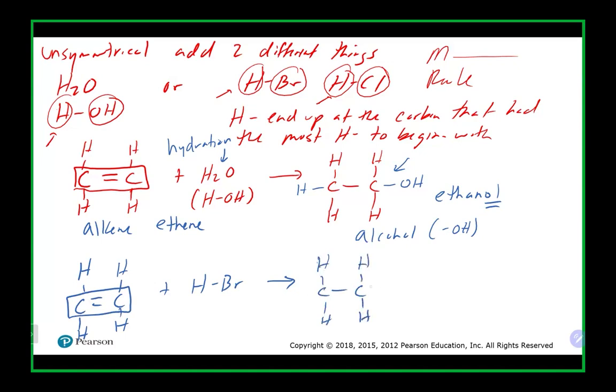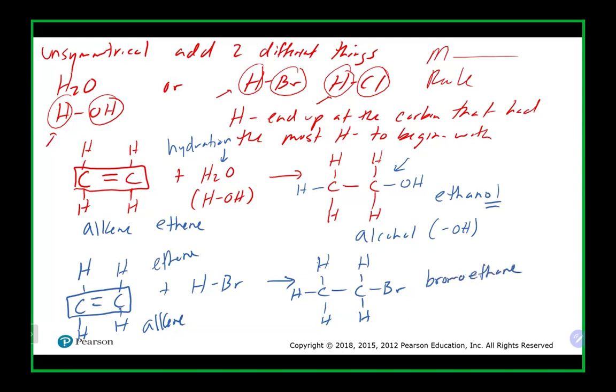And now we're going to put a Br here and an H here. And in this case, we will end up with an alkane that has a halogen on it, sometimes referred to as a haloalkane. The one over here is ethene. Over here, this would be bromoethane.